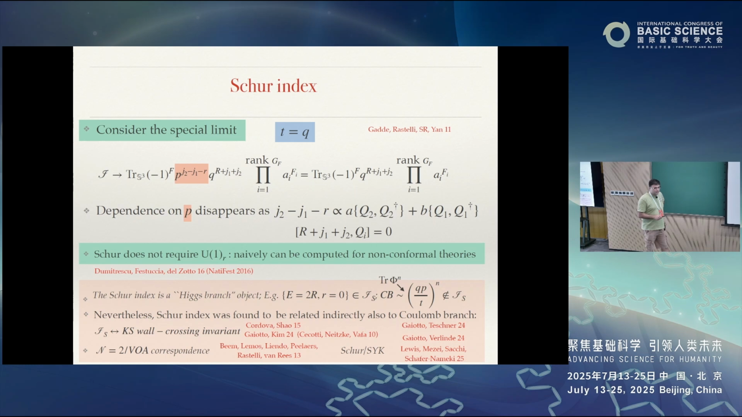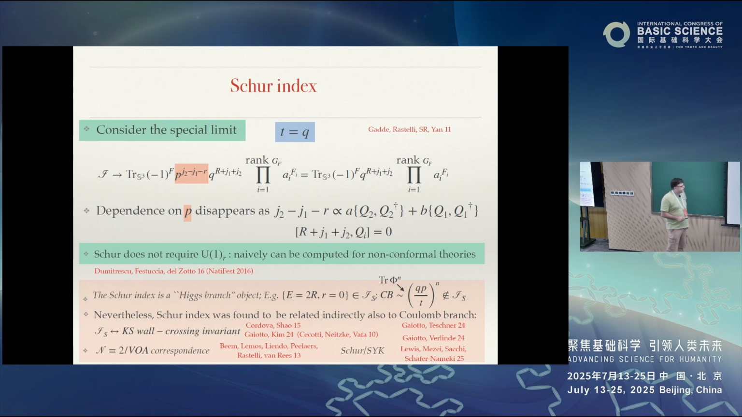So you didn't do anything to P, but it just disappears. It will cancel out in the definition of the index in the same way as beta canceled in the original definition of the index. Now, importantly, to define this Schur index, in the end, you need only the SU2R symmetry and the J1 and J2, which are the isometries of S3. You don't need the U1R symmetry.